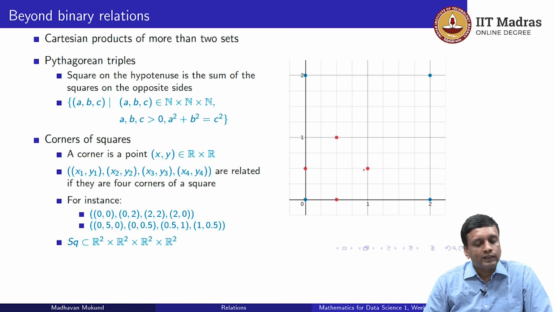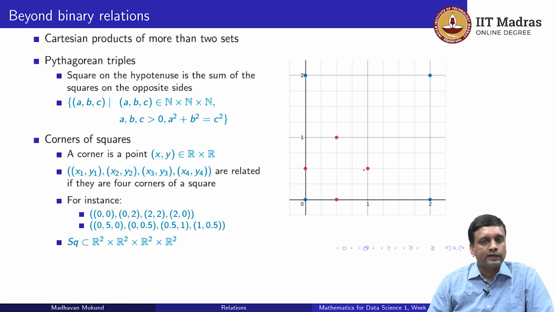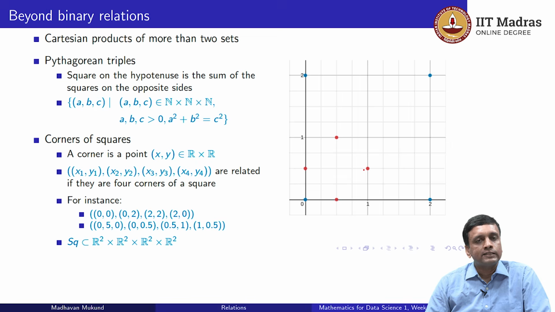So square, if we think of it as a relation, is actually a relation on R squared, that is the first corner, times R squared the second corner, times R squared the third corner, and the fourth corner R squared again. So this is actually either a relation on 8 copies of R, or if you want to group it, 4 copies of pairs of R. So this just says that we can take relations on an arbitrary number of copies of a set, and we get larger and larger. From pairs we move to triples, we move to quadruples, and in general if we have n copies, we call this an n-tuple.